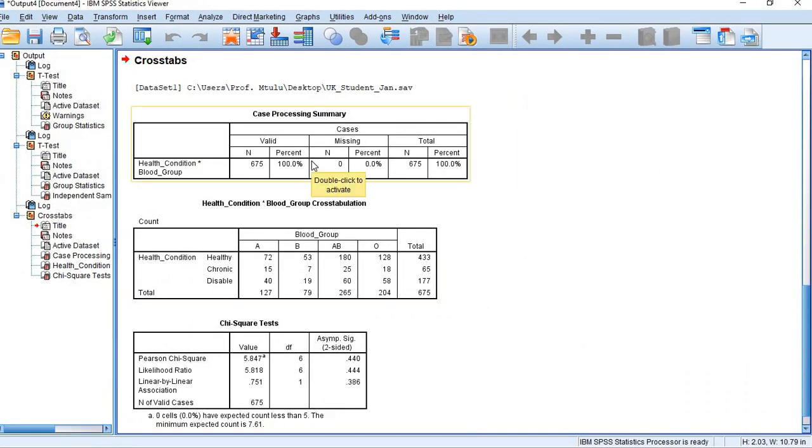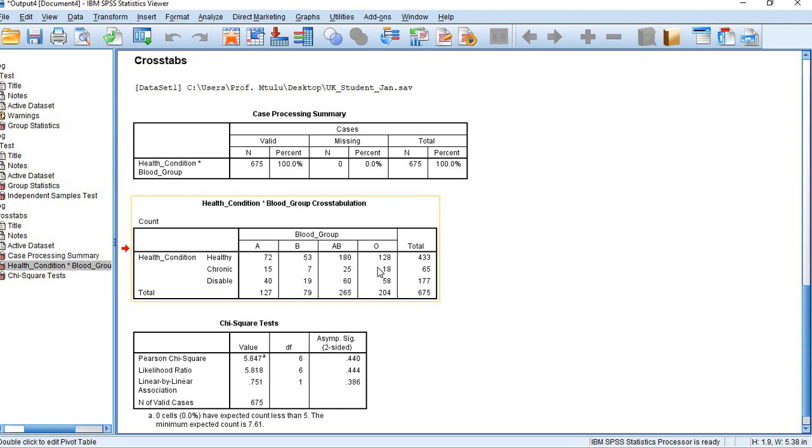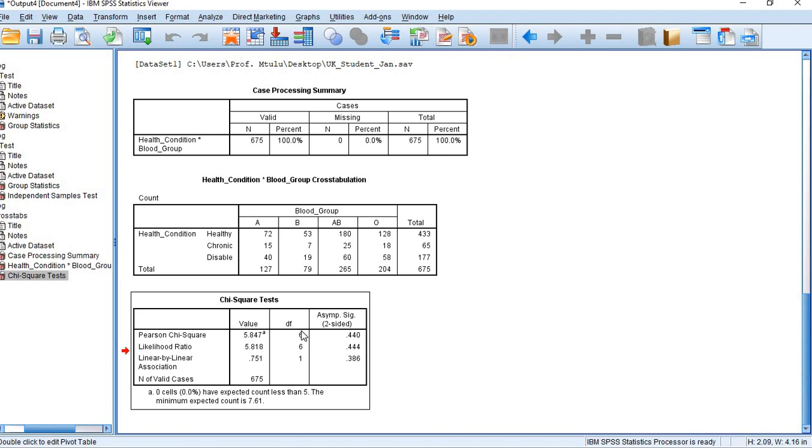So this is the case summary. These are like a descriptive summary. You can see those who are healthy and in blood group A, they are here. This is what we call a cross table, or rather cross tabulation. At times you may be told to generate a cross table. That is how we do that. But at the end of the day, if we have checked for chi-square, we will have our chi-square table like that. So someone to interpret the chi-square, because we did that. Who is interpreting?